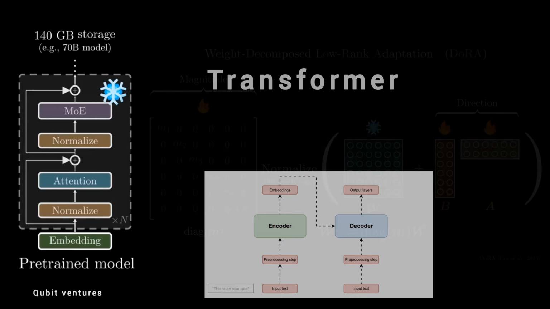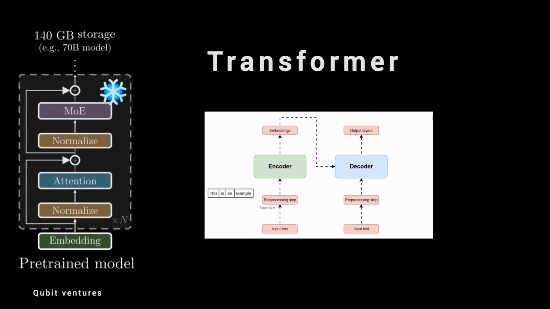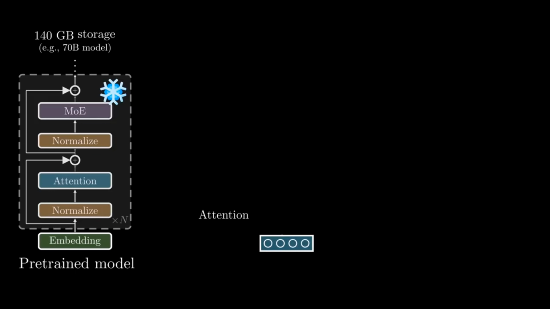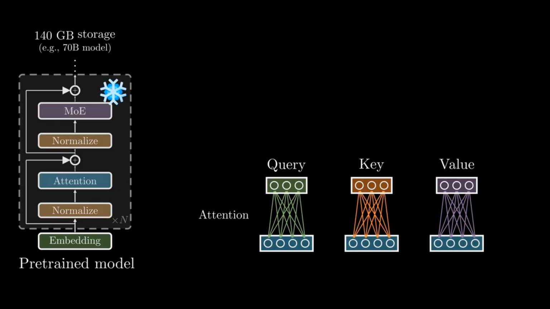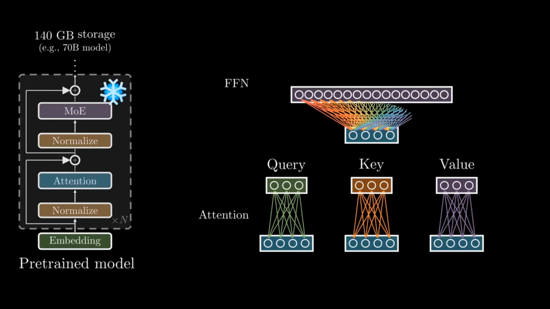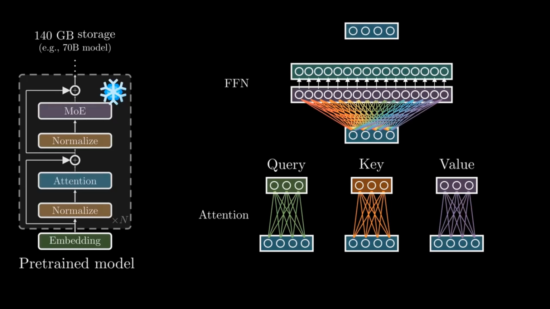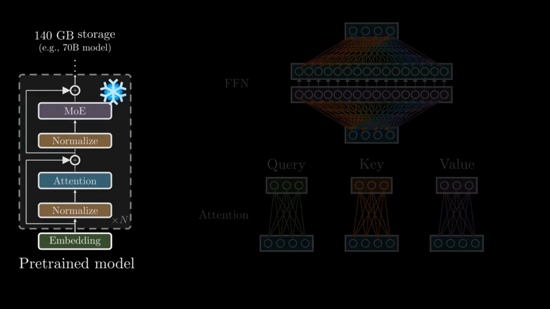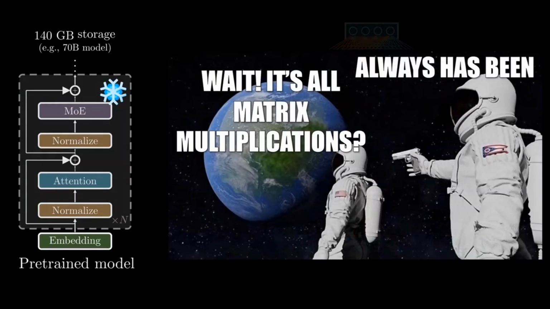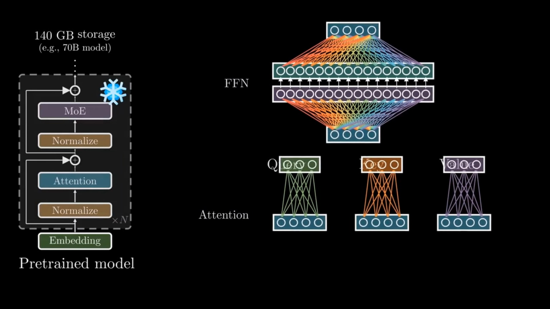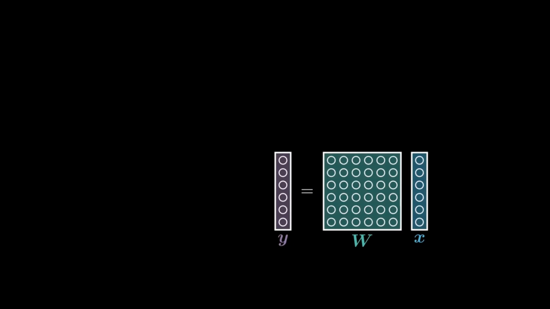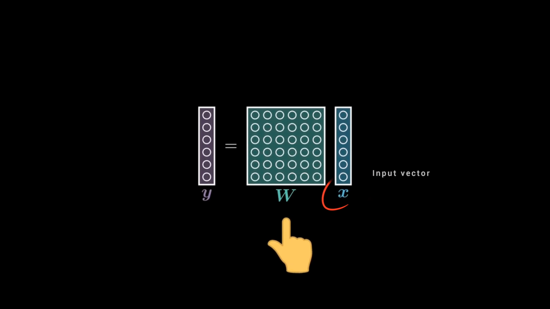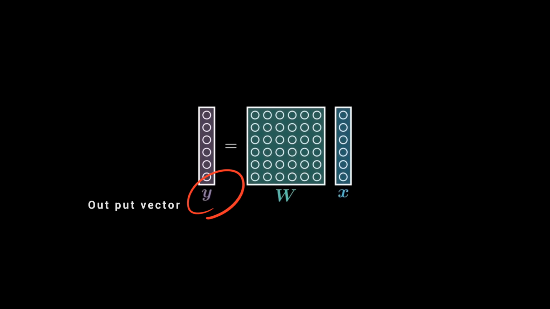In the transformer, much of the work happens in the linear layers. For example, in the attention layer, we use linear layers to create queries, keys, and values. In the feed-forward network, we use linear layers to expand the representation, apply a nonlinearity, and project it back down. All of these linear layers do the same basic operation, multiplying a matrix by a vector. We can summarize one of them as y = Wx. x is the input vector, W is the weight matrix, y is the output vector.